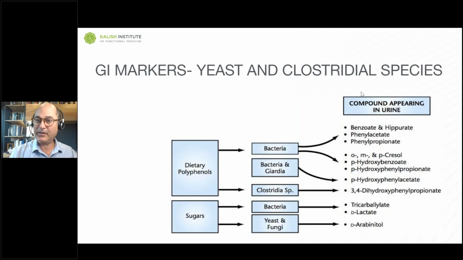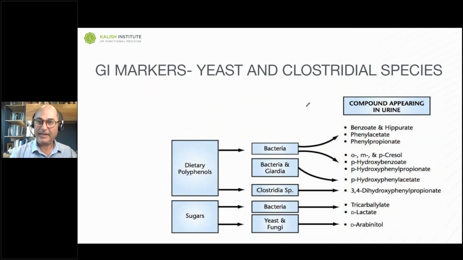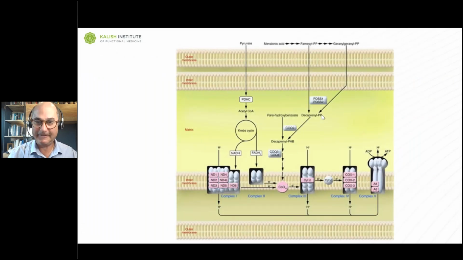And again, just to reiterate, here are our polyphenol markers, remember? So there's another schematic that just shows it differently. Dietary polyphenols, the bacteria feed on them, and then we get benzoate, hippurate, phenylacetate, phenylpropionate, all those ones that we're looking at on the lab. A lot of them have the name phenol in them, some don't, but these are all polyphenol metabolites or breakdown products. And that's very easily and accurately measured on organic acids.